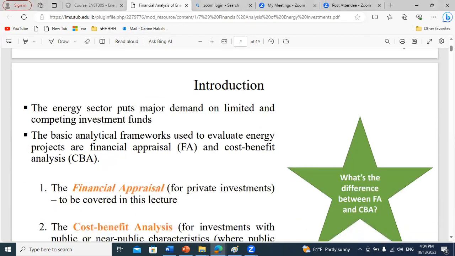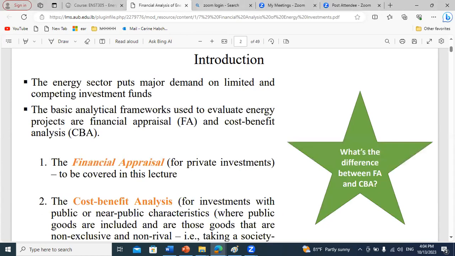To start with, we know that the energy sector puts major demand on limited and competing investment funds. The basic analytical frameworks used to evaluate energy projects are the financial appraisal and cost-benefit analysis. We'll see the difference between the two, and this will help us decide on the owner of the project, whether it should be the country or private investors.